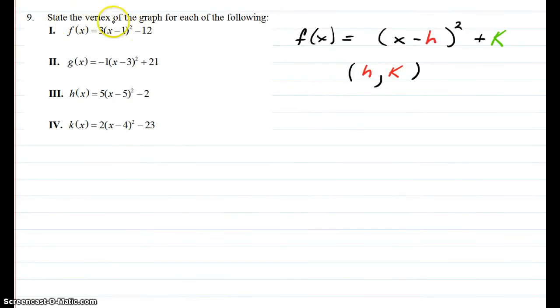All right, number 9, state the vertex of the graph for each of the following. So the vertex is given as (h, k). So this is what we call vertex form. Remember that what we want to do is find the value that makes what's inside the parentheses 0. As you look at the first one, what would make x minus 1 zero? That'd be 1. And then the k is what comes after the parentheses, so that'd be minus 12.